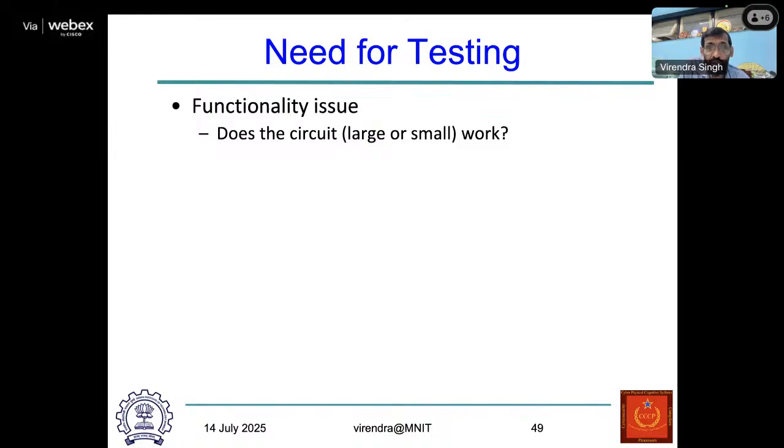So now, the need for testing would be to make sure that the design that you have manufactured is providing you the correct functionality.